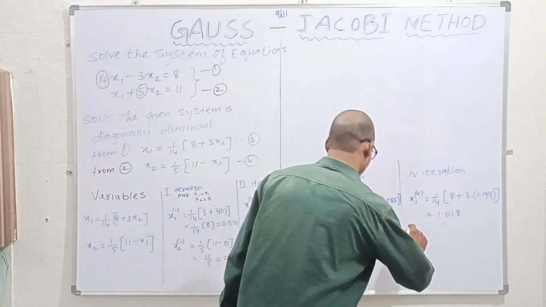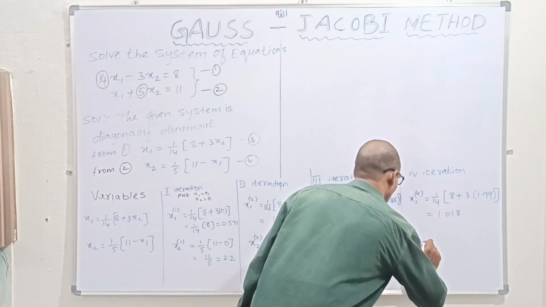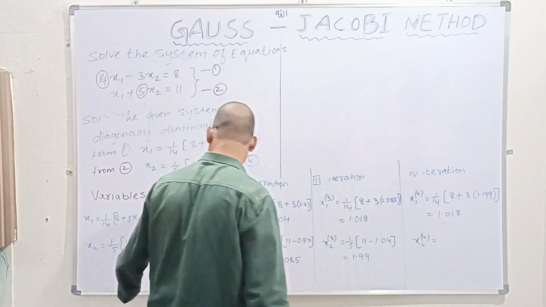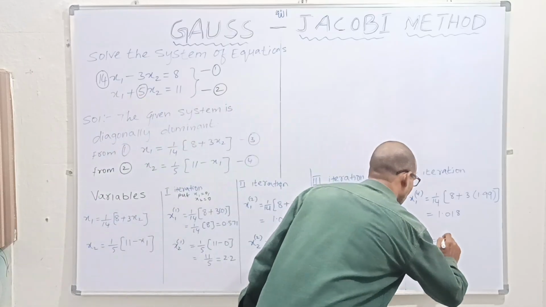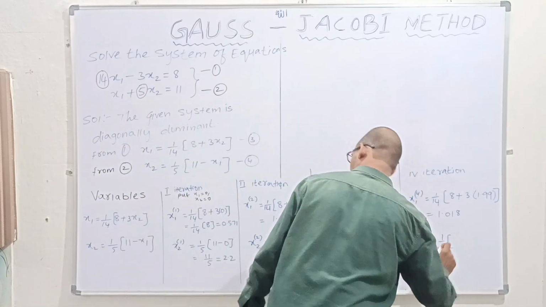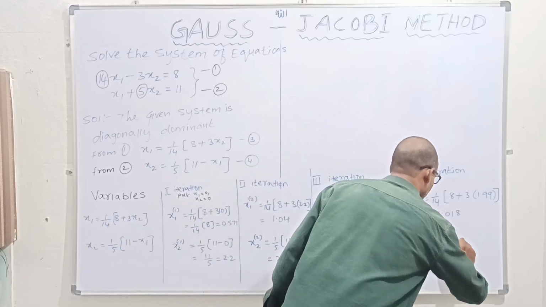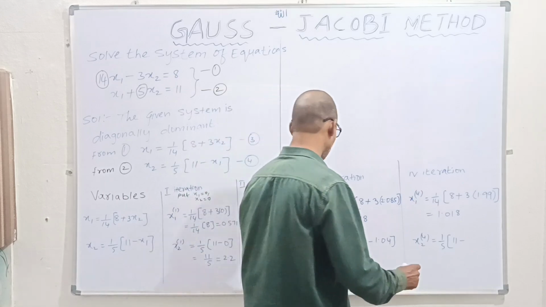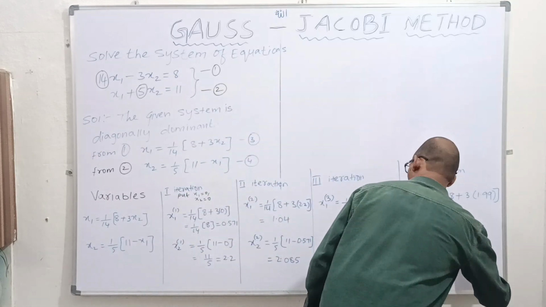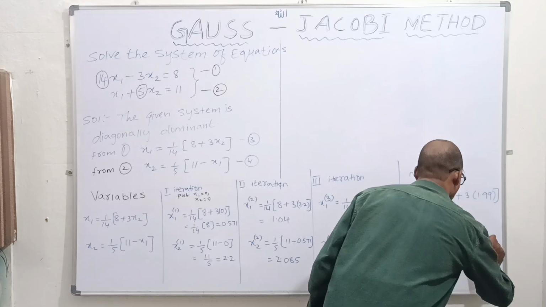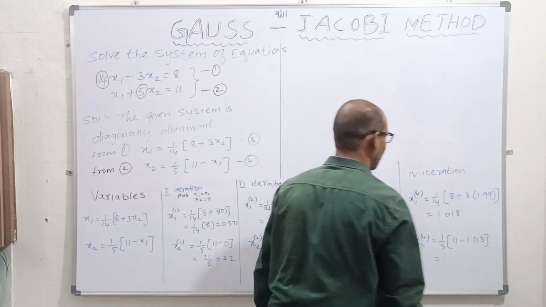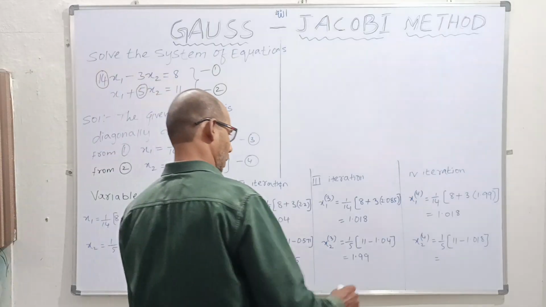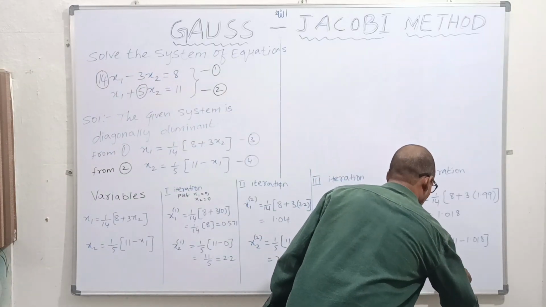Now for the second variable, fourth iteration, the equation is 1 by 5 into 11 minus x1. We will take the x1 value 1.018. Now on simplifying this, we will get the value as 1.99.